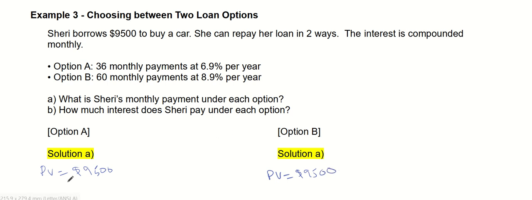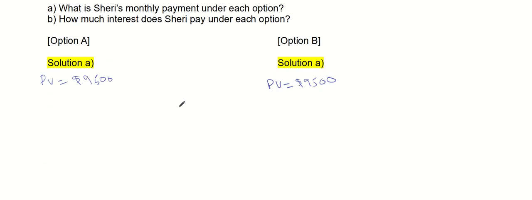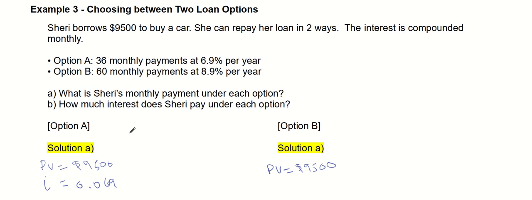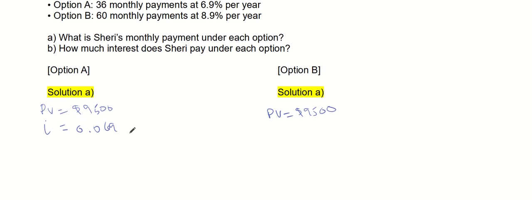Okay, great. Let's get our interest. Actually, let me scroll up here so it's a little bit easier to see. Oh, there we go. So the interest in this case will be 6.9 per year, so 0.069. And it says here it's option A, monthly payments. So if it's monthly payments, I assume it's compounded monthly. Let's take a look here. The interest is compounded monthly. Okay, that's correct.